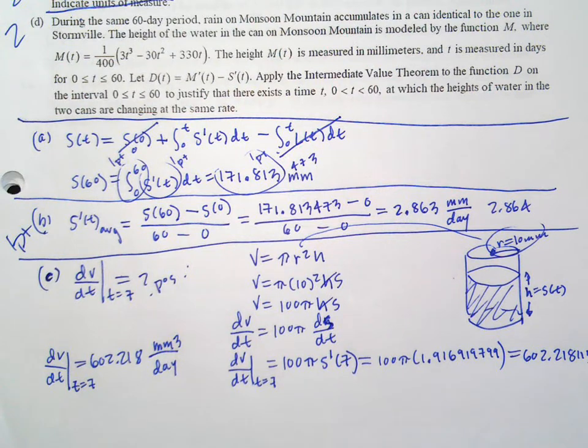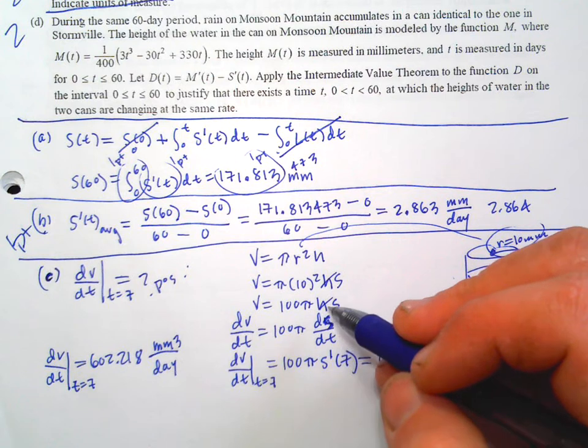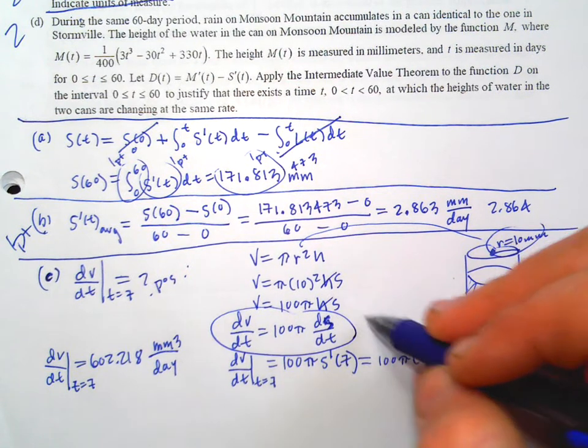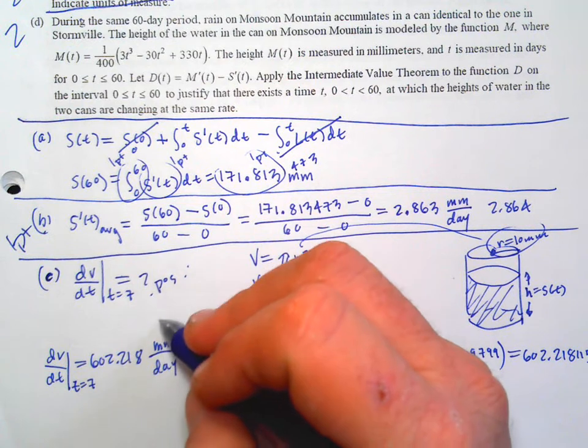Part C is worth 2 points. So 1 point for getting dV/dt, and then 1 point for your answer with units.